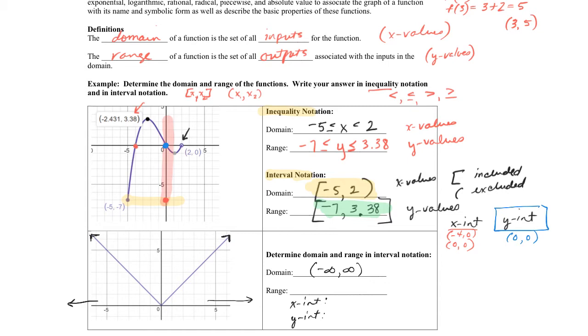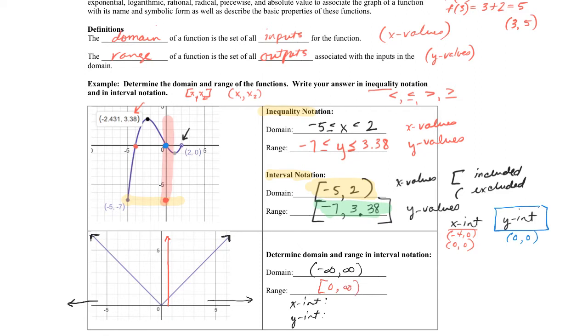For the range, I can see that the smallest value for y values, remember range is read from bottom to top, is 0, and then it goes all the way up to positive infinity. So the range will be from 0 with a bracket because it's included, to infinity with a parenthesis.